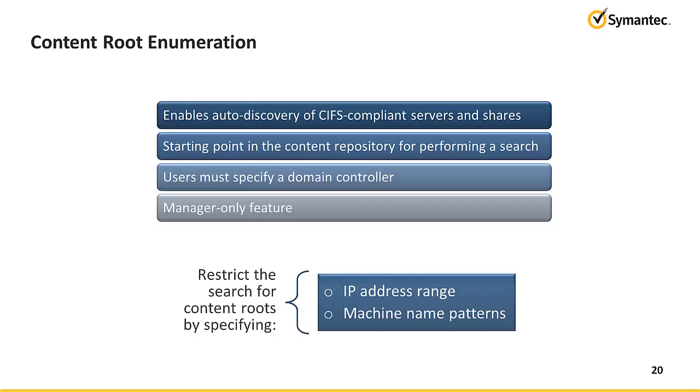Content Root Enumeration, or CRE, enables the discovery of CIFS-compliant servers and shares residing on the customer premises. CRE scans produce a list of servers and shares that you can use directly in file system targets for Network Discover scanning or export to a CSV file. A Content Root Enumeration scan does not scan the content of the servers and shares it discovers, but it enables you to find the servers and shares in your domain and then configure automated scanning of them.